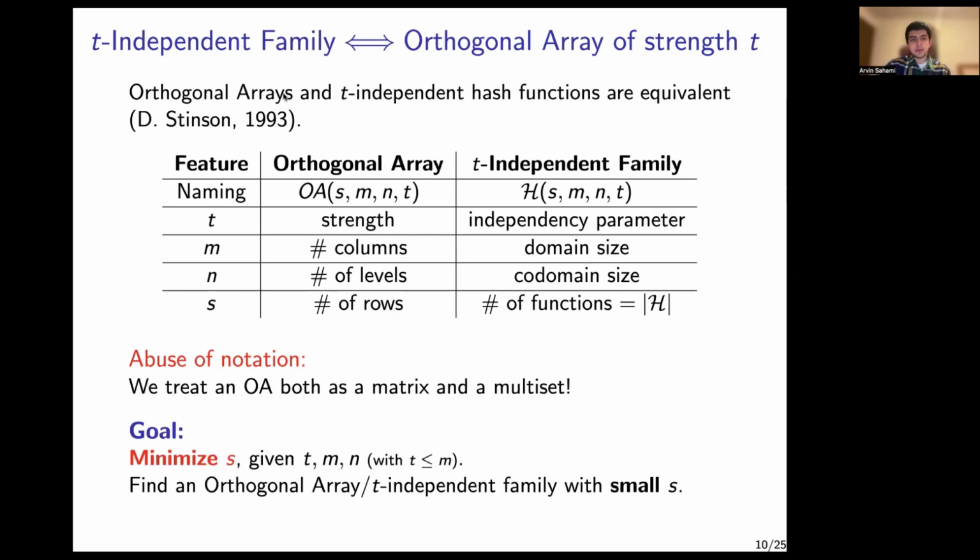Okay, so what's our goal? For the purpose of this video, suppose that you're given some t, m, and n, and you're asked to find an orthogonal array with as few rows as possible. So how small can S be given some arbitrary t, m, and n? I should mention that for the definition to make sense, you're going to require that t is at most n.